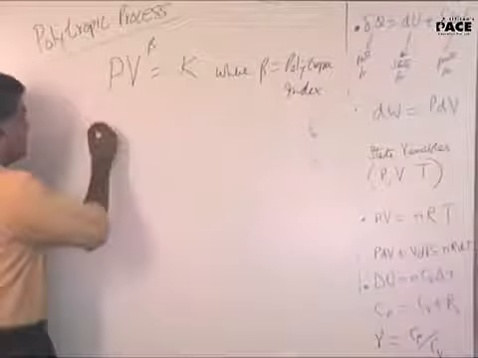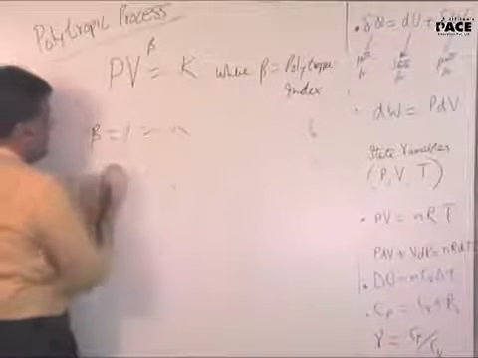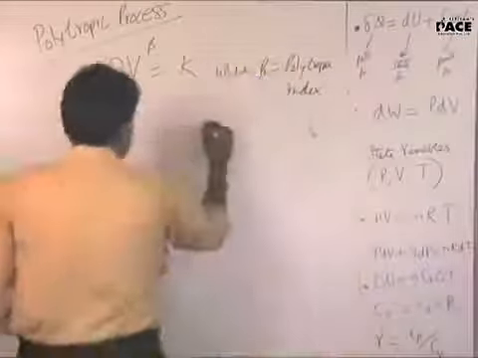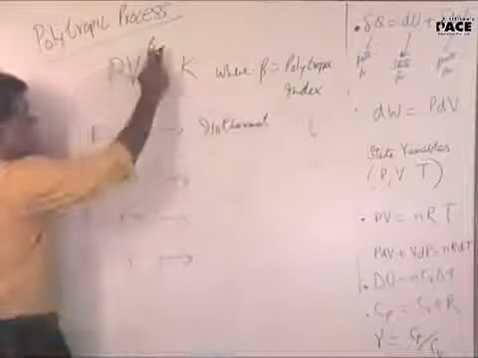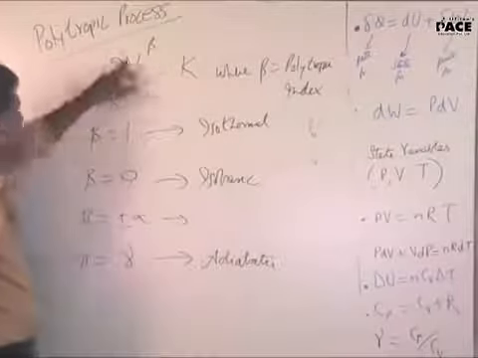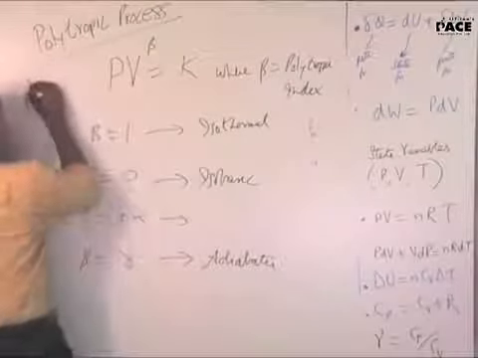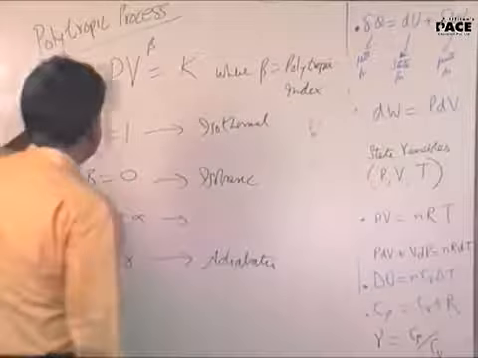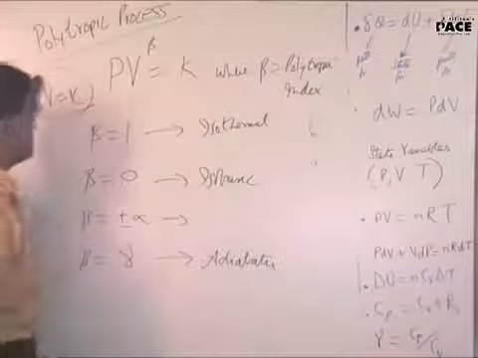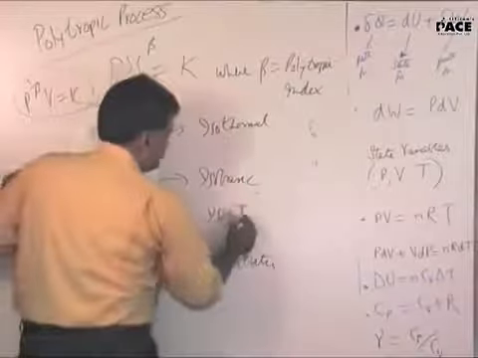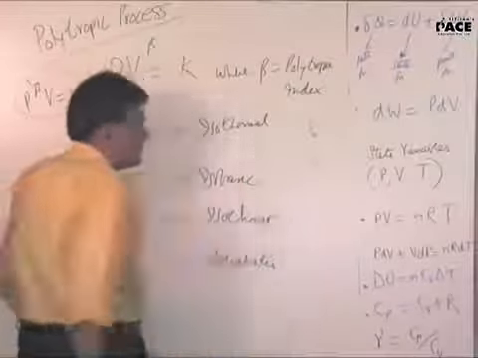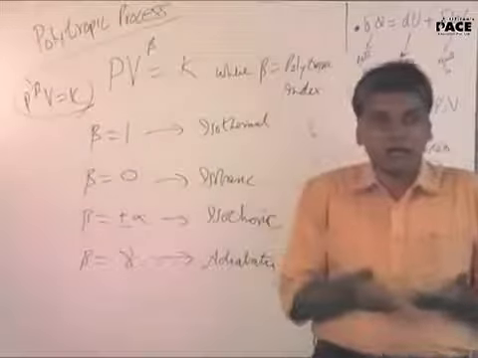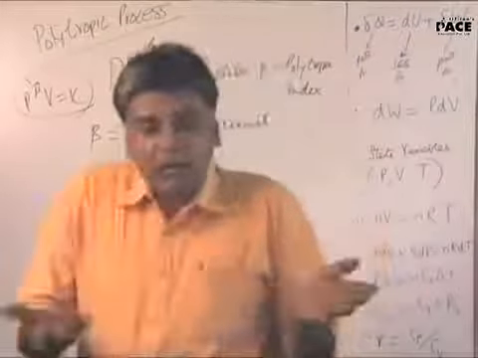For instance, you tell me which process does it represent? Beta equals 1, PV is constant. This is isothermal. This is isobaric. So we can rewrite it as P to the power 1 by beta times V equal to constant, right? So this would be like, this is 0, so volume is constant or isochoric. We can take that interpretation. So by putting beta equal to these values, we have got these 4, but we can put anything for beta.